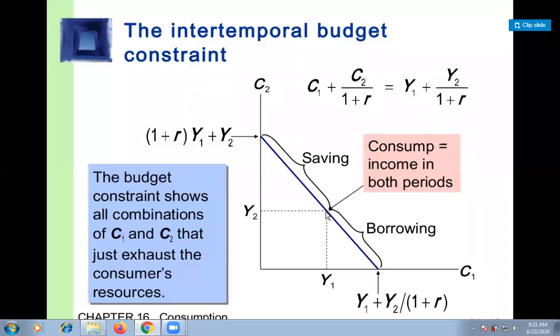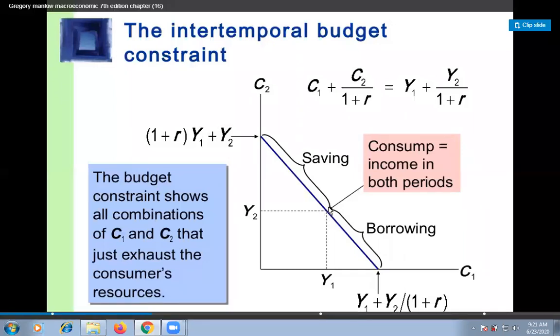At this point, interest rate equals 0. When the interest rate equals 0, then 1 plus 0 is 1, and the budget constraint becomes C1 plus C2 equal to Y1 plus Y2. It means consumption equals income in both periods when the interest rate equals 0.